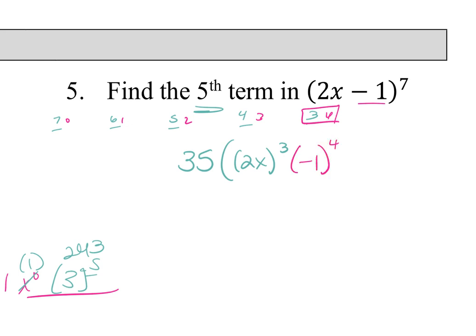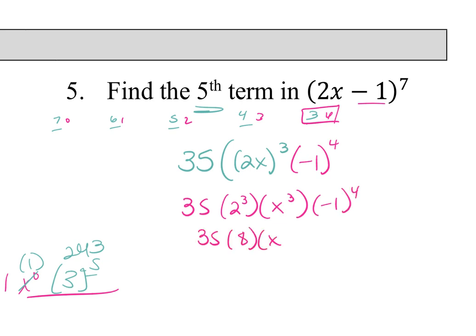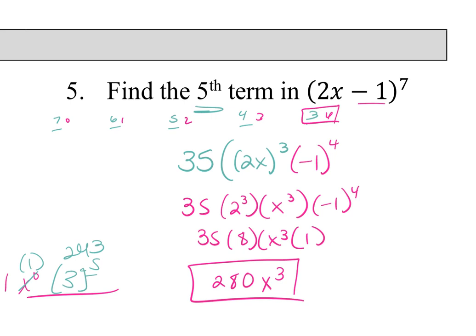So then I get 35 times 2 to the 3rd times x to the third times negative 1 to the fourth. 35 times 8, x to the third times 1. And 35 times 8, 280, x to the third.